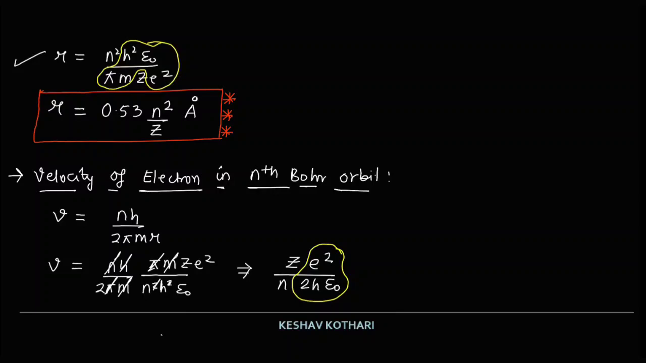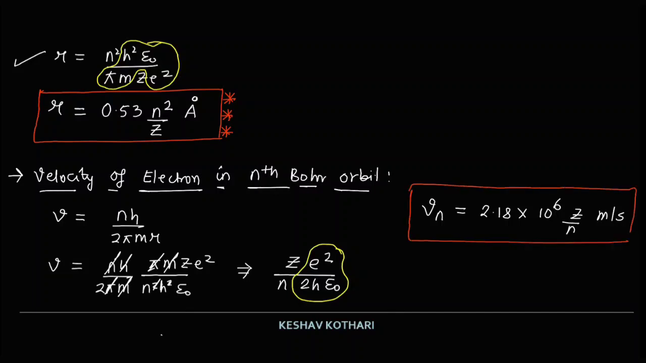And similarly, if I substitute the value for the constants, we attain that the velocity in the nth Bohr orbit is turning out to be 2.18 into 10 to the power 6 z by n. The value is in meter per second. This is the result that we obtain for the velocity or the speed of an electron in the nth Bohr orbit. So these are the two deductions which we have come across for a particular Bohr orbit. That is, we have calculated the values of r and v respectively.